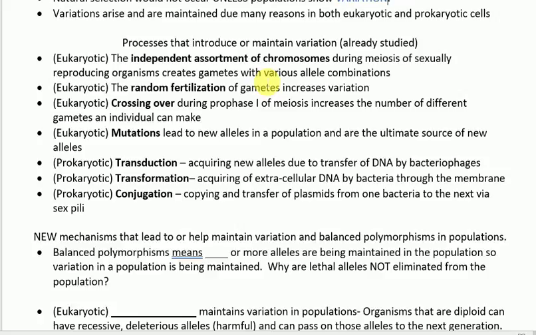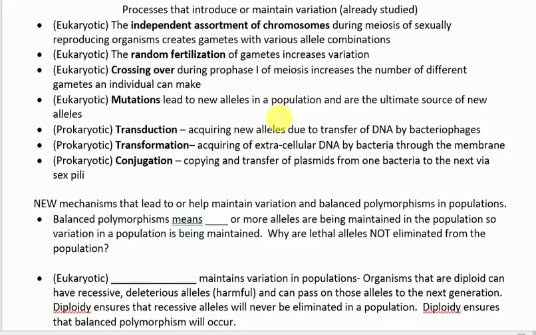So the process is needed to introduce or maintain variation. We've already looked at these. Eukaryotic, we've got the independent assortment of chromosomes during meiosis. We also have random fertilization. That's going to increase variation. We have crossing over during prophase 1 of meiosis. That's going to increase the number of different gametes each of us can make. We also have mutations, which lead to new alleles in a population.